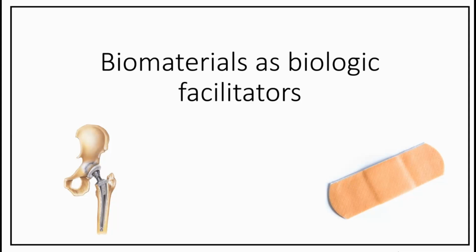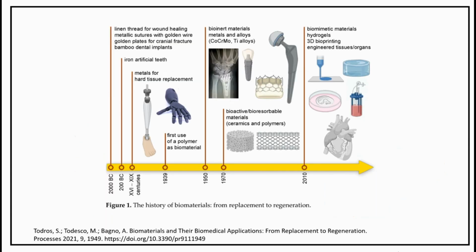Biomaterials as biologic facilitators. Biomaterials range from artificial implants to the bandages that cover our cuts. They have been designed with a special set of materials, natural or synthetic, that work well with the body. Over centuries we can appreciate the advancement in biomaterials, beginning with a basic linen thread for wound healing, metallic sutures with golden wires and metals for hard tissue replacements.